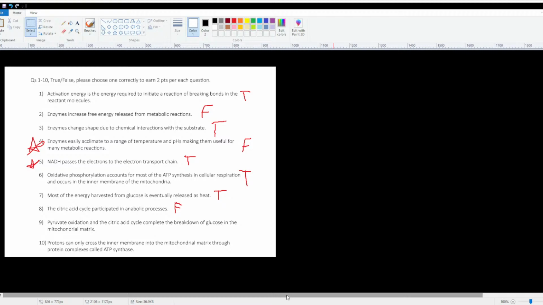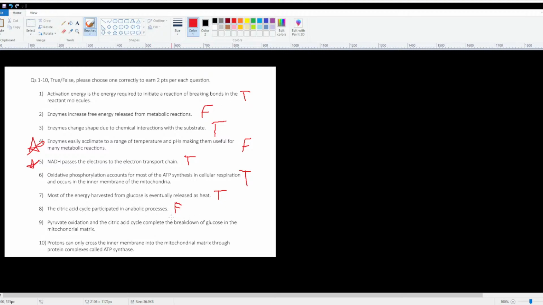However, the citric acid cycle is part of cell respiration, correct? And cell respiration is one long catabolic process. So why would we start building something up if we're already in the process of breaking something down? So the citric acid cycle would not be an anabolic process. It would be a catabolic process. We are breaking something down so we can make ATP. We're breaking down glucose to eventually give us the energy in the form of ATP. So this one is false. Number 8.